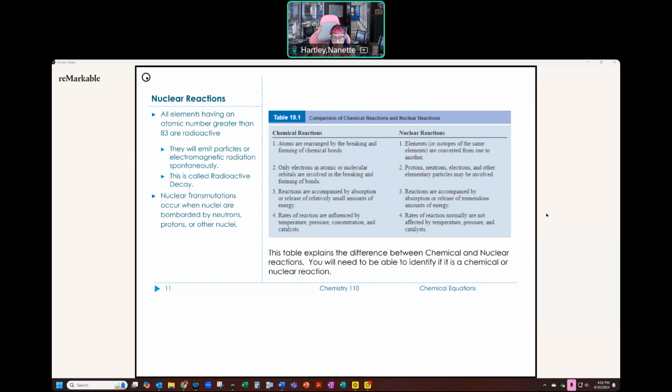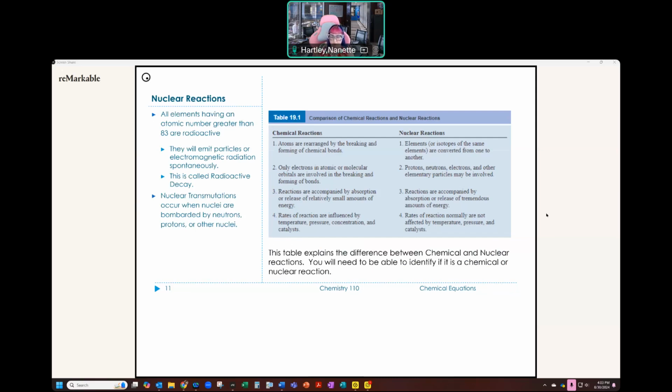When we talk about chemical reactions and nuclear reactions, they are not the same thing, right? So we have different things that we're talking about. In chemical reactions, atoms are rearranged by the breaking and forming of chemical bonds. Only electrons in atomic or molecular orbitals are involved in the breaking and forming of bonds. Reactions are accompanied by absorption or release of relatively small amounts of energy. And the rates of those reactions, which you'll talk about in detail in 111, are influenced by temperature, pressure, concentration, and catalysis.